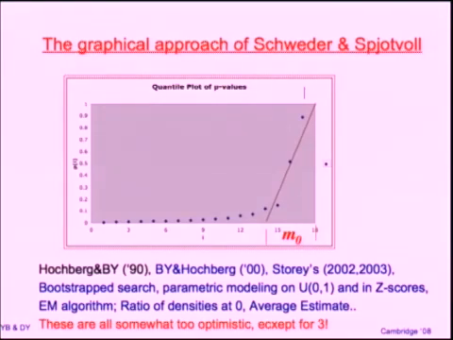In spite of that, there are 3 procedures that actually assure FDR control. That's all among them. All the others are somewhat more optimistic, and they become optimistic as m naught over m gets closer to 1.